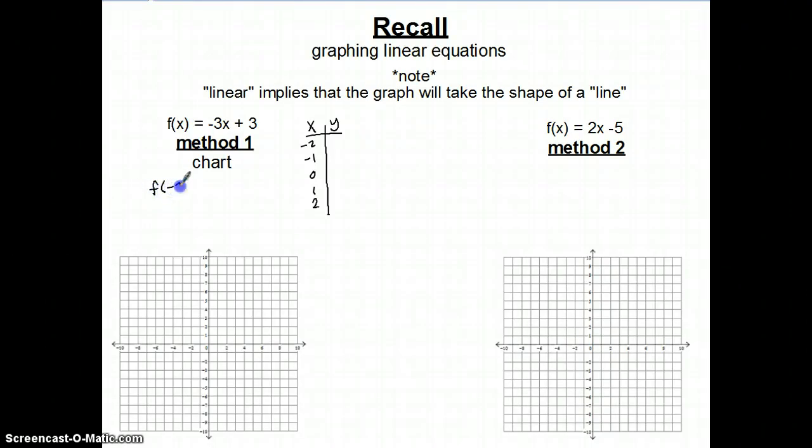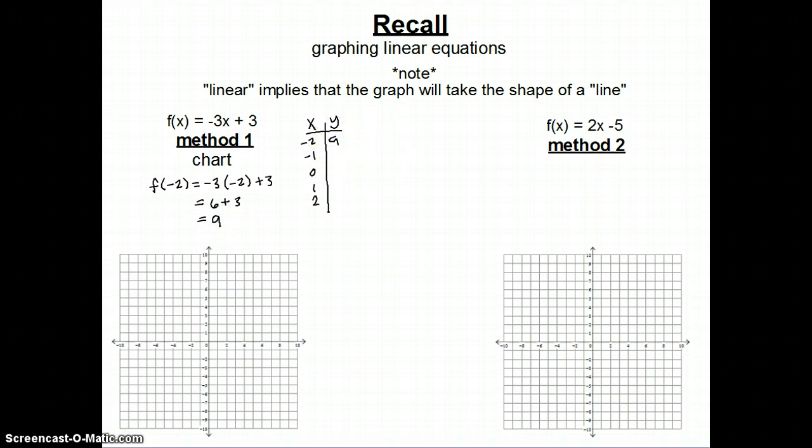If we take f of -2, it will equal -3 times -2 plus 3. And that gives us 6 plus 3. And that'll end up equaling 9. So we have our first point, -2, 9. Now that you're familiar with solving for the y value, I'll just plug in the remaining. For -1, the y value will be 6. For 0, the y value will be 3. For 1, the y value will be 0. And for 2, the y value will be -3.